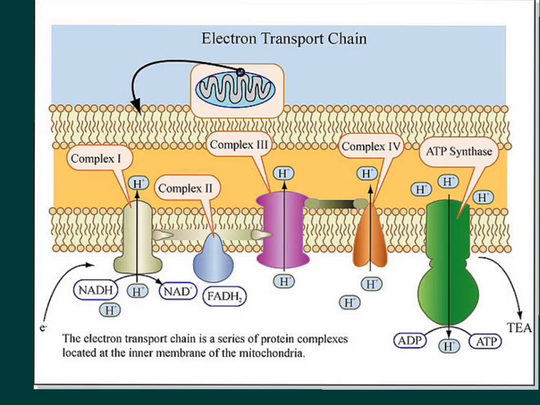However, rather than both mobile electron carriers, UQ and Cyt C, carrying the electron from complex to complex, it only comes in contact with Cyt C, which carries it from complex 2 to complex 3, and then from complex 3 to complex 4, and so on. Through these reactions, ETC has created an electrochemical gradient to power ATP synthesis.